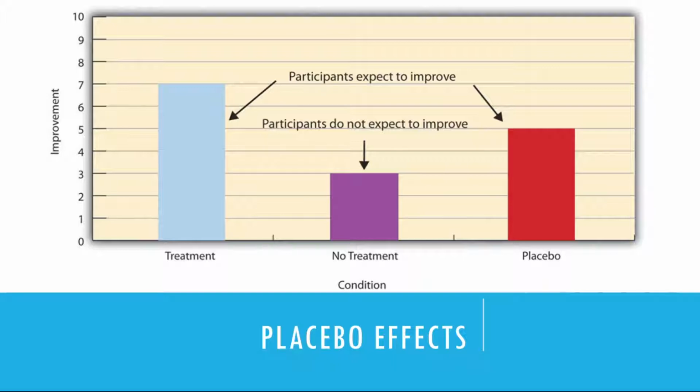The idea is that if participants in both the treatment and the placebo control groups expect to improve, then any improvement in the treatment group over and above that in the placebo control group must have been caused by the treatment and not just by the participants' expectations. This difference is what's shown by comparison of the two outer bars in the figure shown.